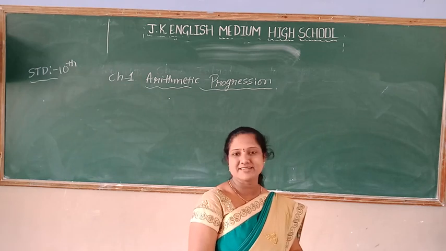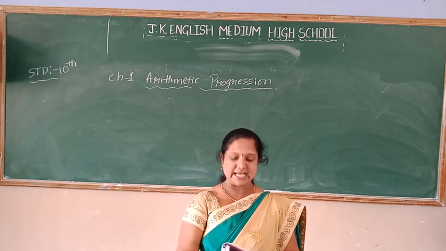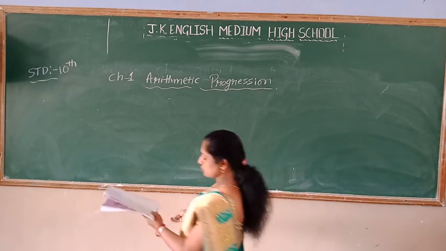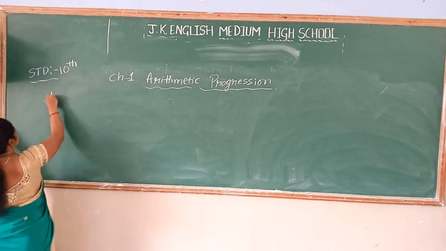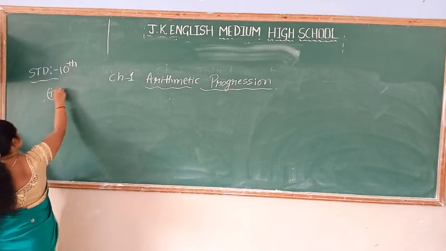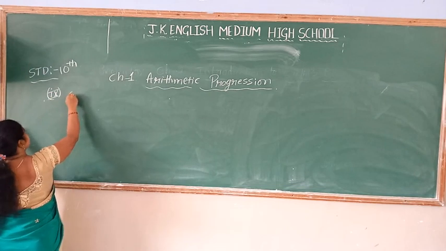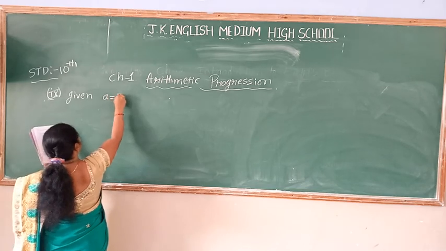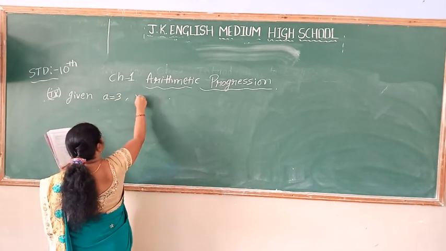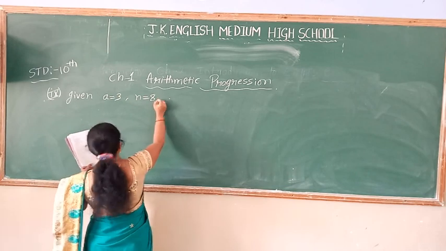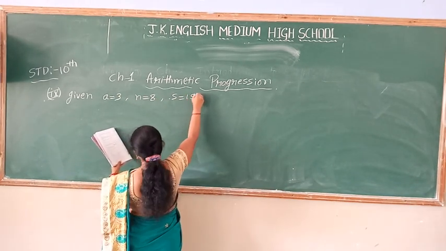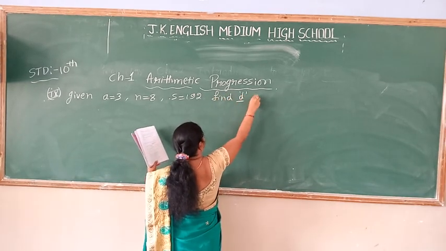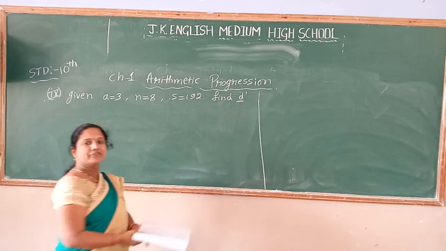In exercise 1.3, yesterday I have done up to the 8th sum; in the last video I solved up to the 8th sum. The 9th sum I am going to solve now. The ninth question is: given a is equal to 3, n is equal to 8, S is equal to 192. Find d. They asked to find d, the common difference.